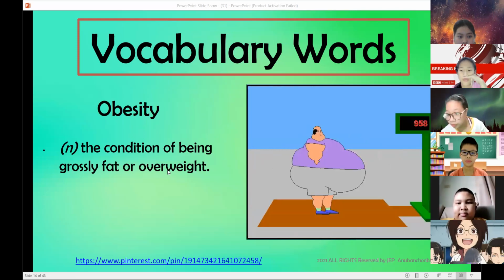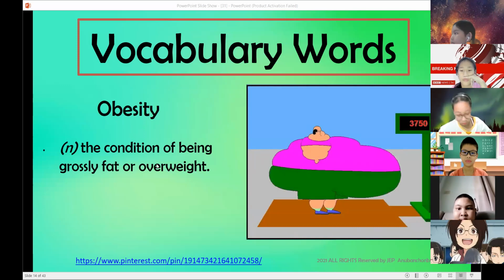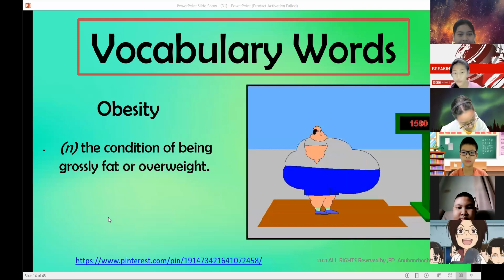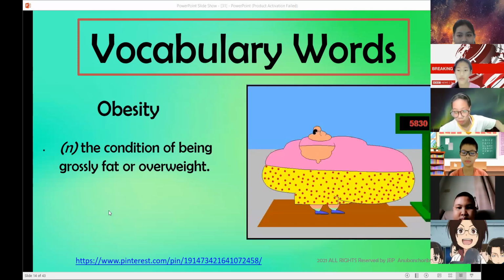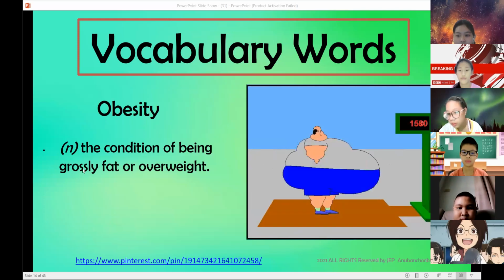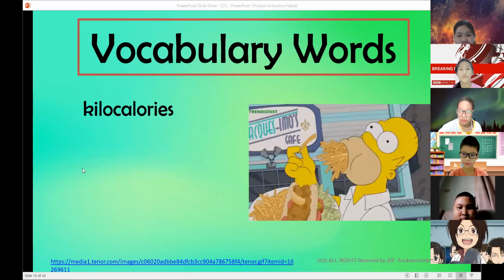You cannot even walk properly. There are some people who are very obese. They cannot stand up anymore. And their heart is having some problems every time they move because they will get tired easily.